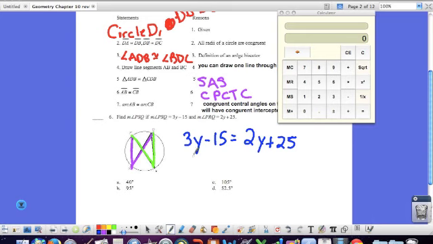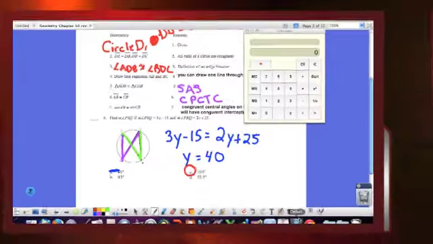Subtract 2y on both sides to get y equals, and add 15 to both sides. So 25 plus 15 is 40. But 40 is not the answer because they want the whole angle. So 3 times 40 is 120. 120 minus 15 is 105. I'm going to check that over here. 40 times 2 is 80 plus 25 is 105. So the correct answer is C.